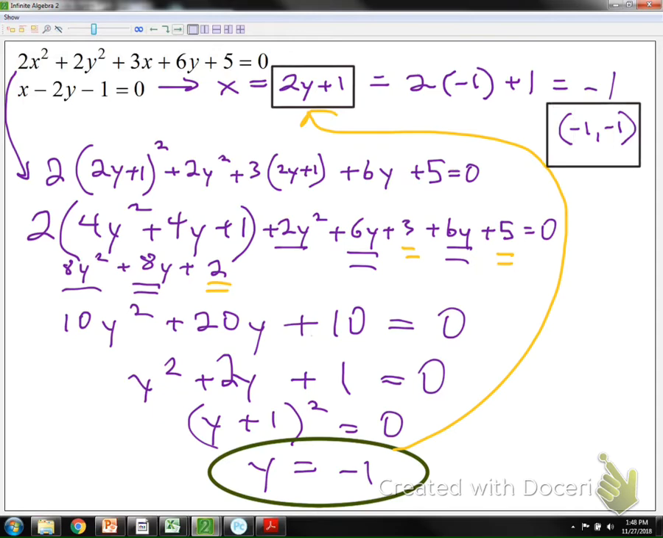We only have one point of intersection in this linear system. Incidentally, it's not important to the problem, but that means that this line here is actually a tangent line to this circle. All right, so that's an example by substitution.